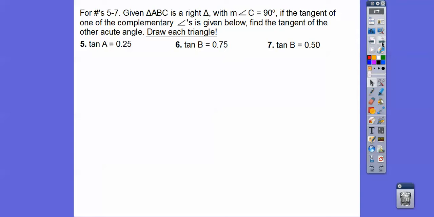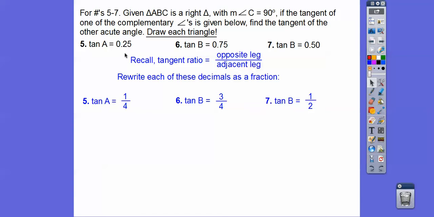Okay, so first thing is I'm going to change these decimals to fractions. You guys remember, tangent is opposite over adjacent. Okay, opposite over adjacent, opposite leg over adjacent leg. So let's change them to fractions. So 0.25 is 1/4, 0.75 is 3/4, and 0.5 is 1/2.